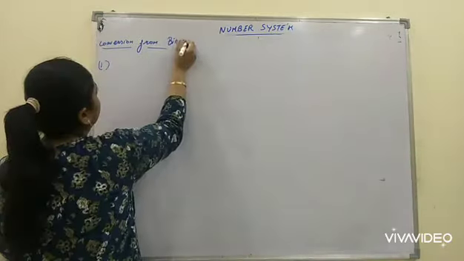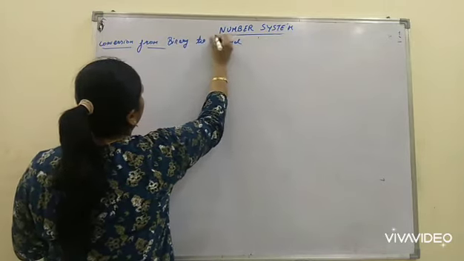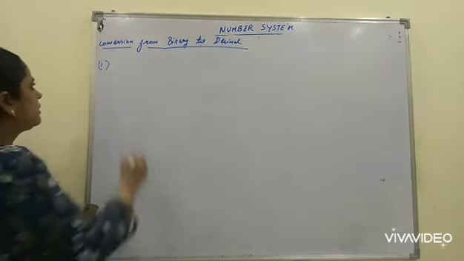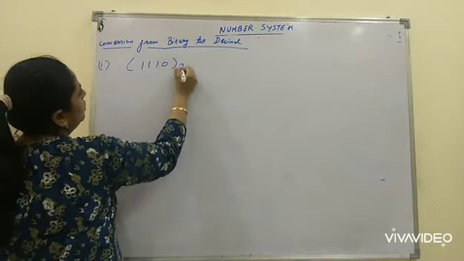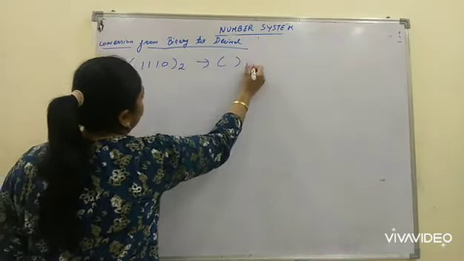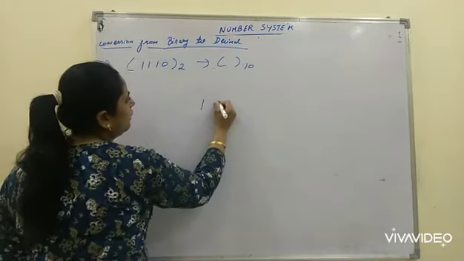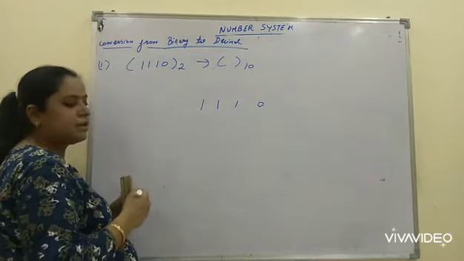Now, from binary to decimal. Example: 1110 to decimal. How we'll do? First we'll write 1110 with little bit space.